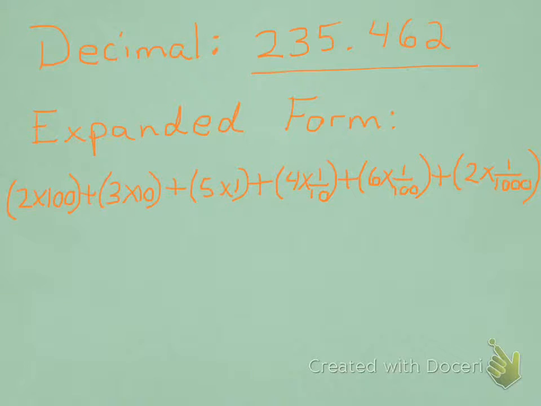Now I did notice on my previous slide that I had made a mistake in that I forgot to put an addition sign between the 5 in the ones place and the 4 in the tenths place. So I'm going to circle that addition sign now. And just a reminder that when we use our order of operations and we add up this entire problem here, we're going to end up with our original decimal, which is 235 and 462 thousandths.